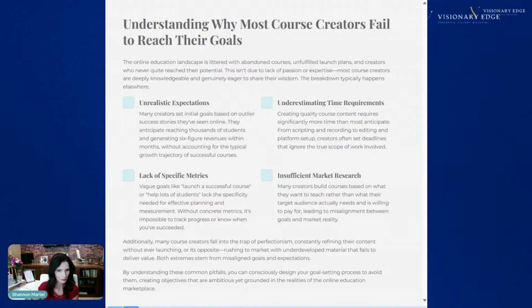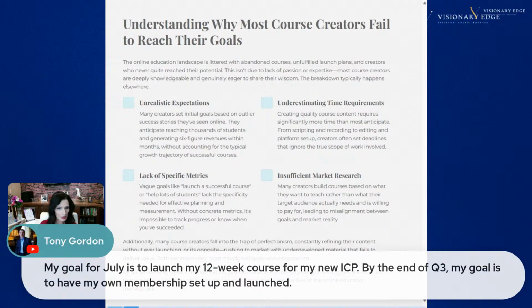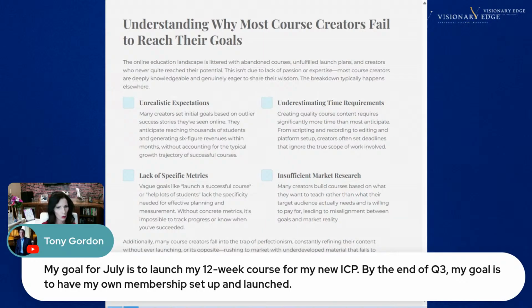Tony says his goal for July is to launch a 12-week course for my new ICP by the end of Q3. My goal is to have my own membership set up and launched. That is a beautiful goal and absolutely doable.